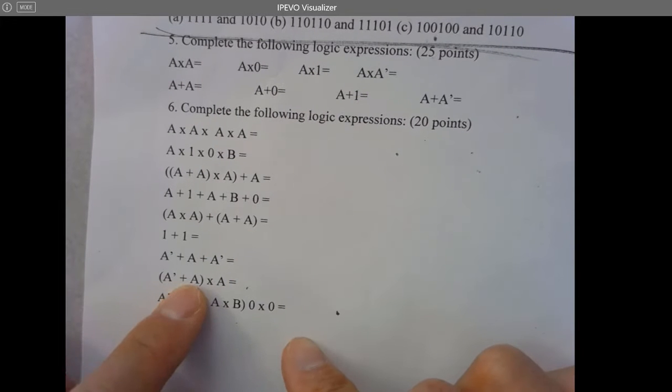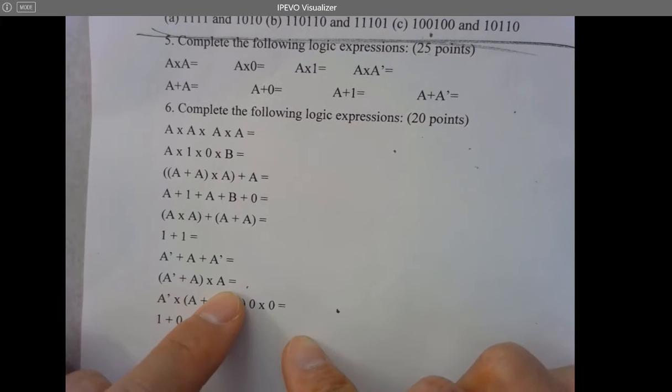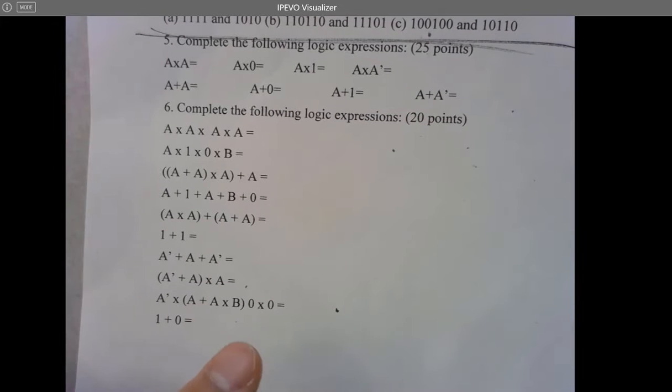1 and A. 1 and A depends on A. If A is 0, then it's going to be 0.